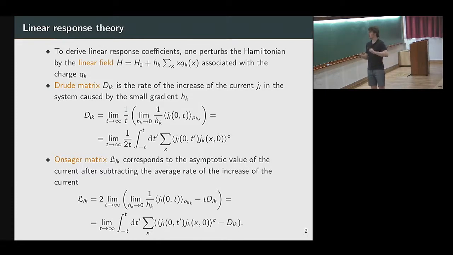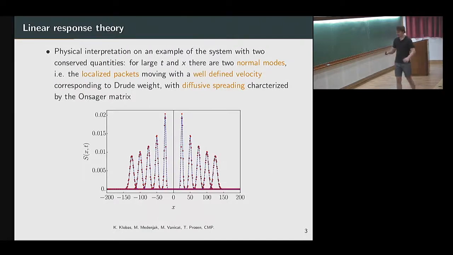Then we can also be interested in corrections to this rate of increase. And this is given by the Onsager matrix, which is basically just the current which you expect in a system after infinite time if we subtract this linear ramp. So this is just a correction, and one can, again, using just linear response, derive this expression for the Onsager matrix. Okay, what does this tell us?